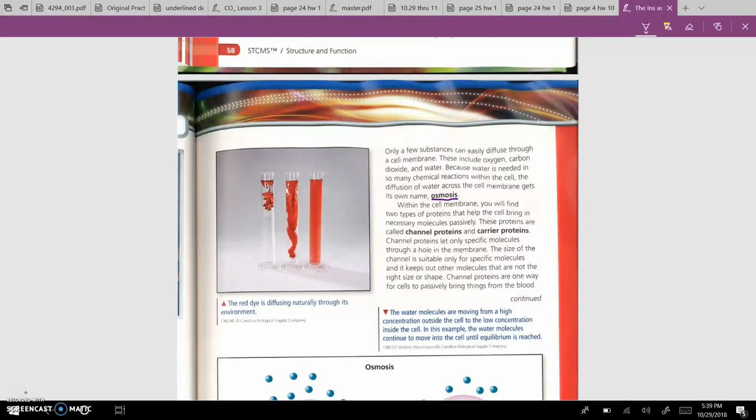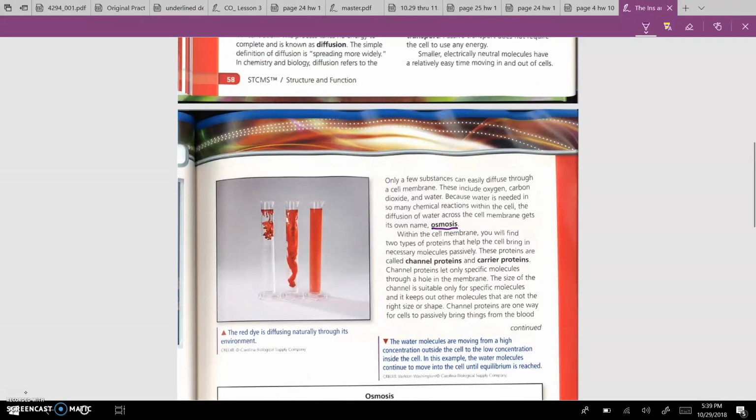Within the cell membrane, you will find two types of proteins that help the cell bring in necessary molecules passively, without the cell using energy. These proteins are called channel proteins and carrier proteins. Channel proteins let only specific molecules through a hole in the membrane, kind of like a channel. The size of the channel is suitable only for specific molecules, and it keeps out other molecules that are not the right size or shape.